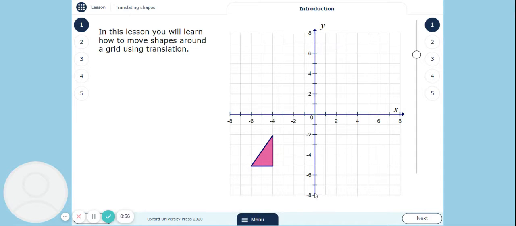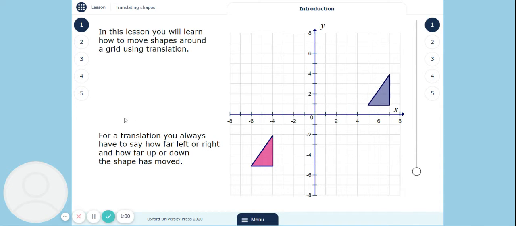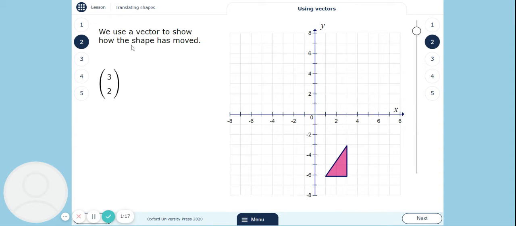So you've got a coordinate grid here, we've got a shape, and a translation. You're going to say how far left or right and how far up and down the shape has moved. So we're not going to talk about it moving diagonally. It's just how far right and how far up it's gone. Okay. So we use a vector to show how much it's moved.